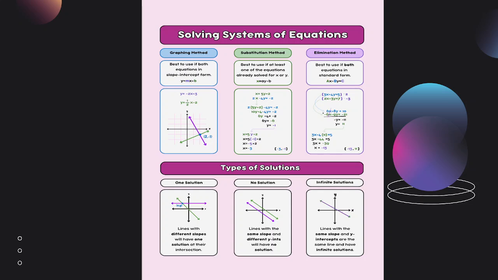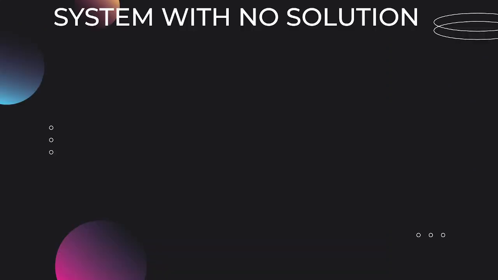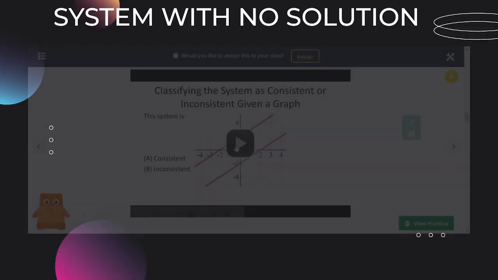Now, solving system of equation. There are three methods of solving system of equation. Number one, we have the graphical method or the graphing method. Number two, we have substitution method. And finally, we have elimination method. So we are going to look at each of these methods using the algebraic type.